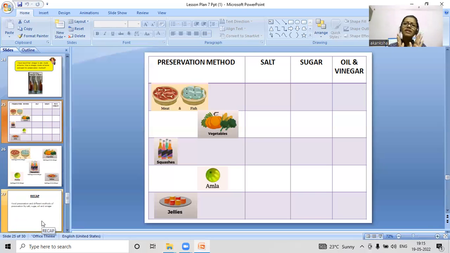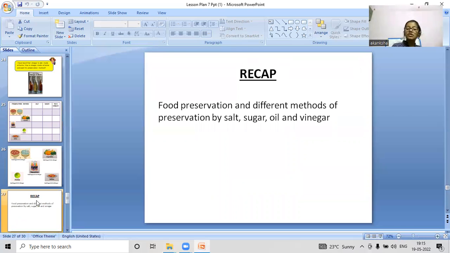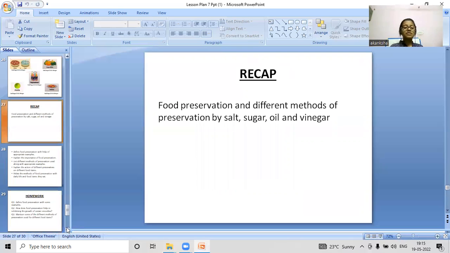So here our class ends. This picture is also about the different preservatives, right? Now coming to the recapitulation part, today we studied food preservation and different methods of food preservation, like by salt, sugar, vinegar, and oil. We also studied the chemical preservatives that we use in our food, right? So these were the different food preservatives that we studied today.